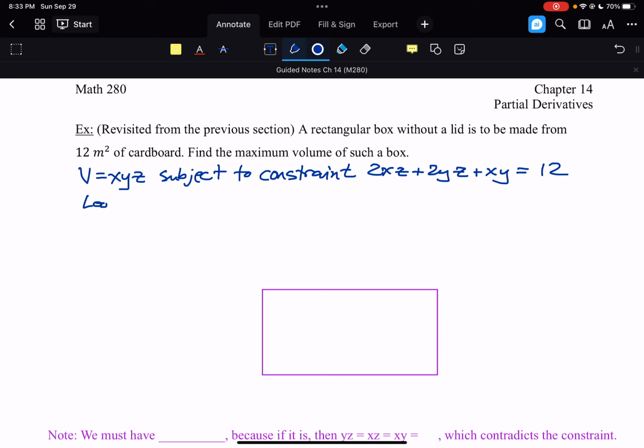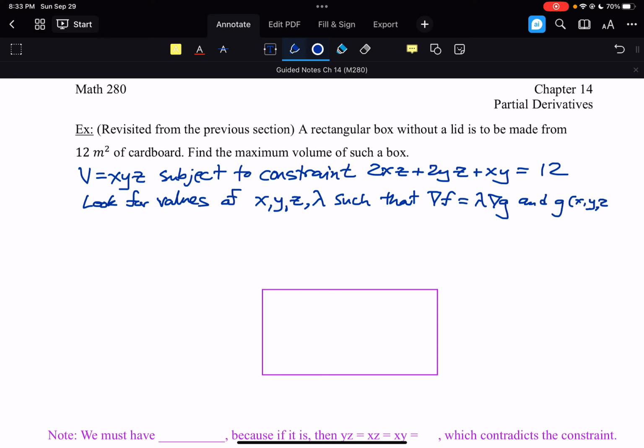So we want to look for values of x, y, z, and lambda such that grad f equals lambda grad g, and g of xyz equals 12. So we'll always know what the constraint function is because the constraint function is the one that's being set equal to the constant. In this case, that's the 12.